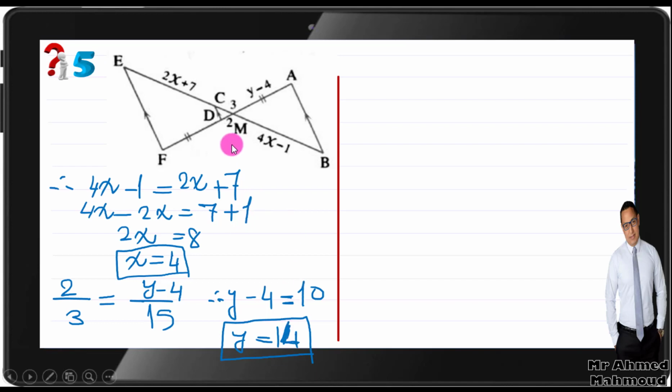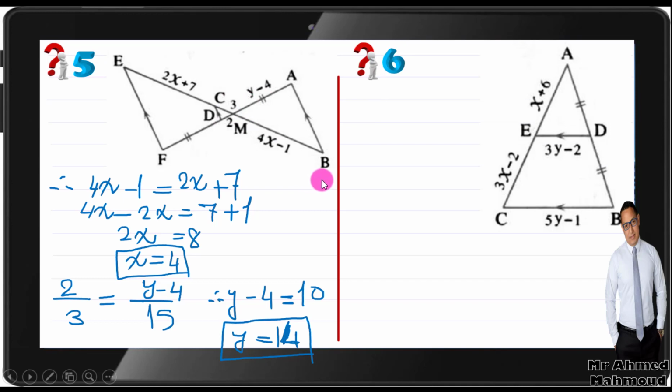Okay, so to make it easy for you, if I take 2 over 3, what is the rest of the number on the line that included 2? It is y minus 4, because y minus 4 and 2 lie on the same line. So if I make 2 over 3, 2 up, then y minus 4 must be up. Or by another way, 2 over y minus 4 equals 3 over 4x minus 1.